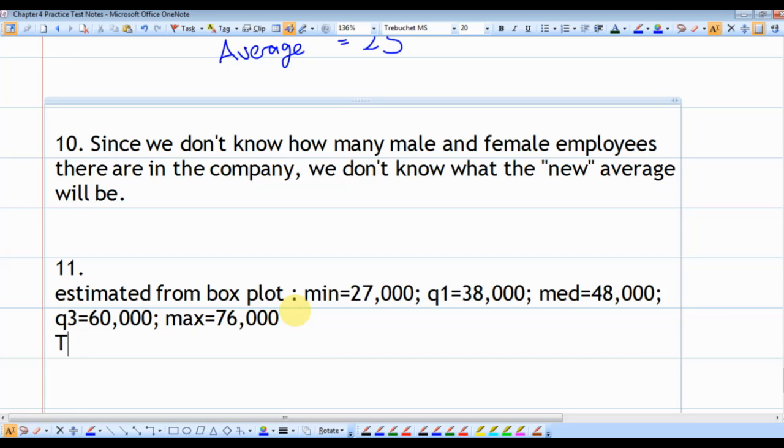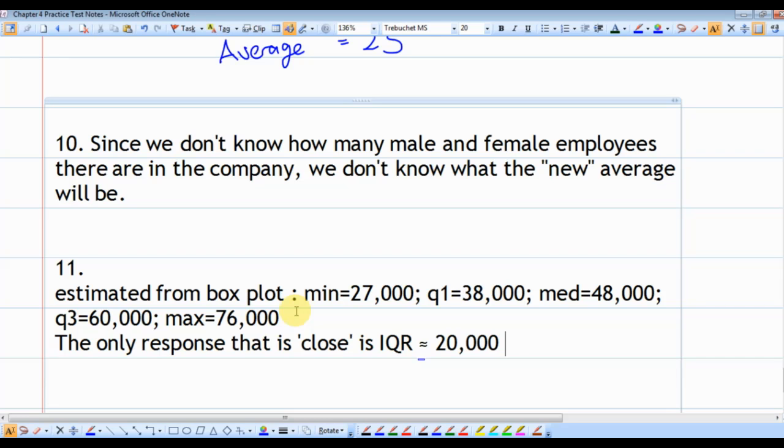The only response that is close is the IQR, which is about equal to 20,000. And remember, we estimated 22,000.